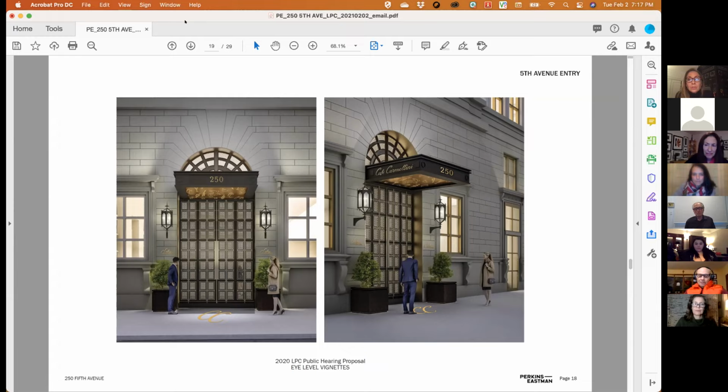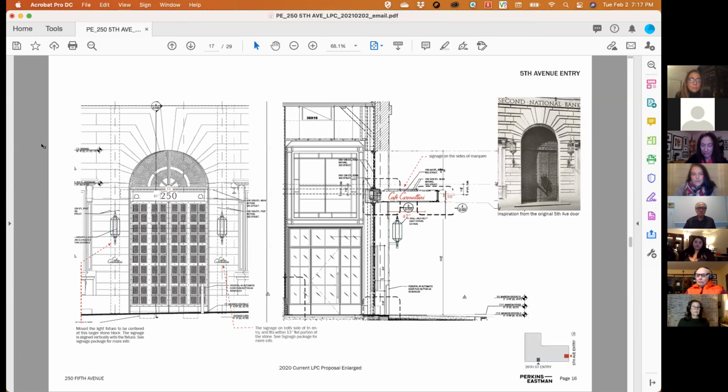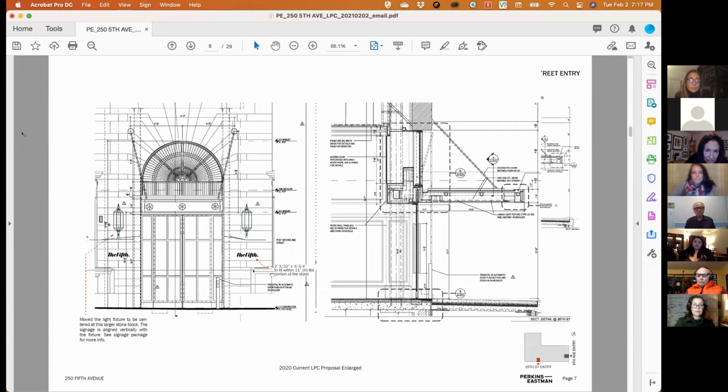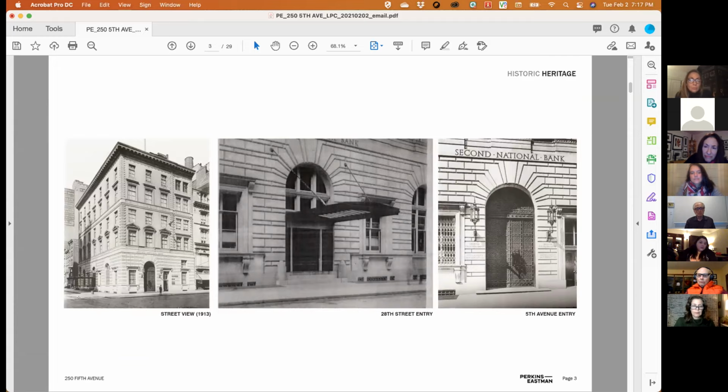Karen is asking where the original canopy was. The original canopy was on 28th Street. So historically, this building did have a really large and substantial canopy on 28th Street. Sean, I don't know if you can bring us back to the historic photograph at the beginning of the presentation. Here you go. You can see that historically there was a canopy. It was very substantial. There was no canopy on Fifth Avenue. And you can see the door treatment to Fifth Avenue on the historic photograph to your right.